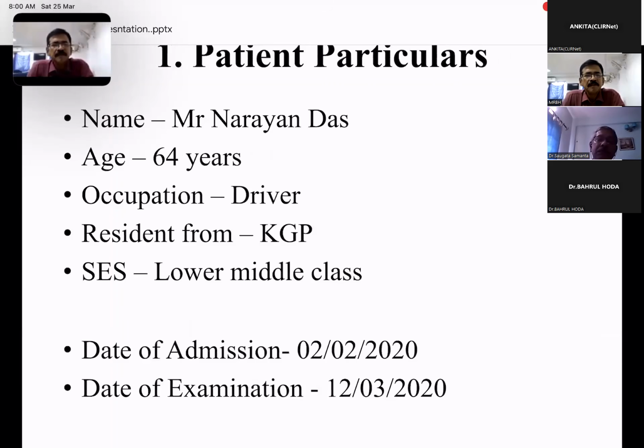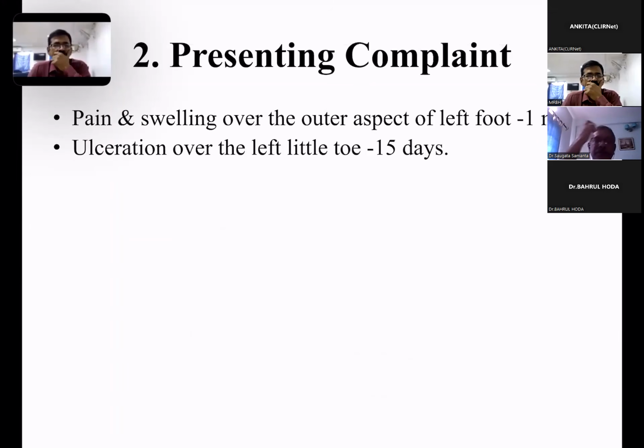So, a 64-year-old Mr. Narayan Das, by occupation a driver, resident from Kharagpur, presented with complaint of pain and swelling over the outer aspect of left foot for 1 month and ulceration over the left little toe since last 15 days.